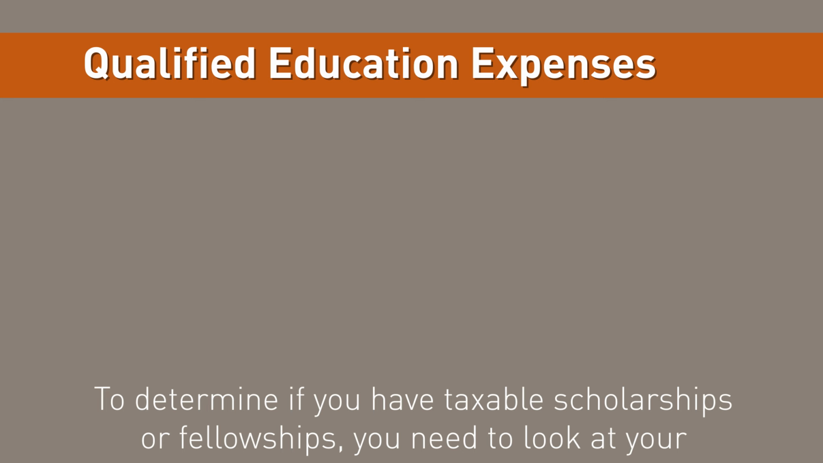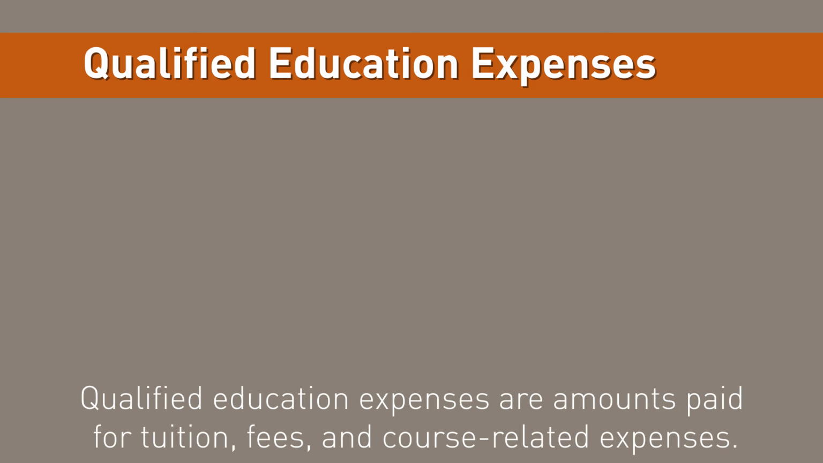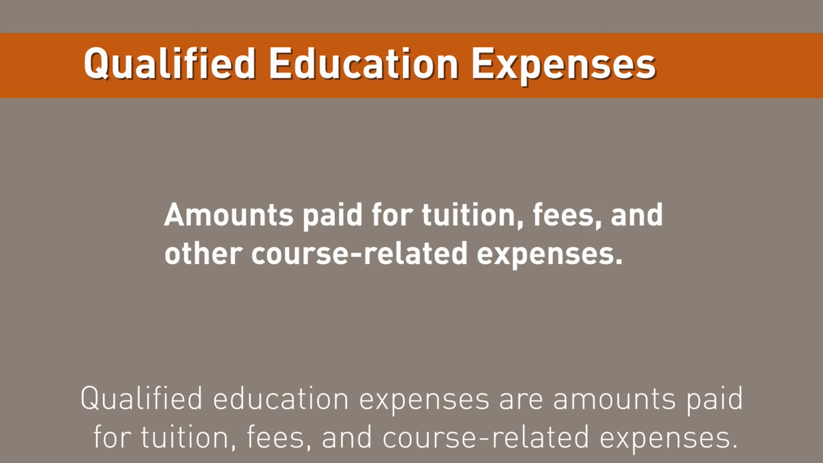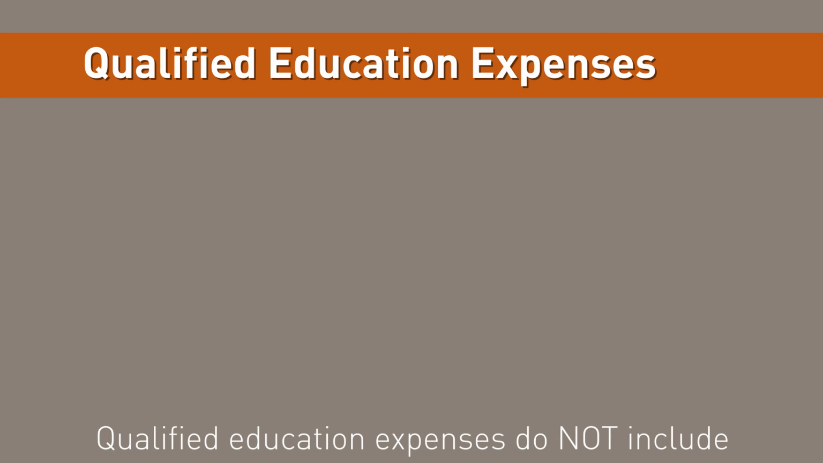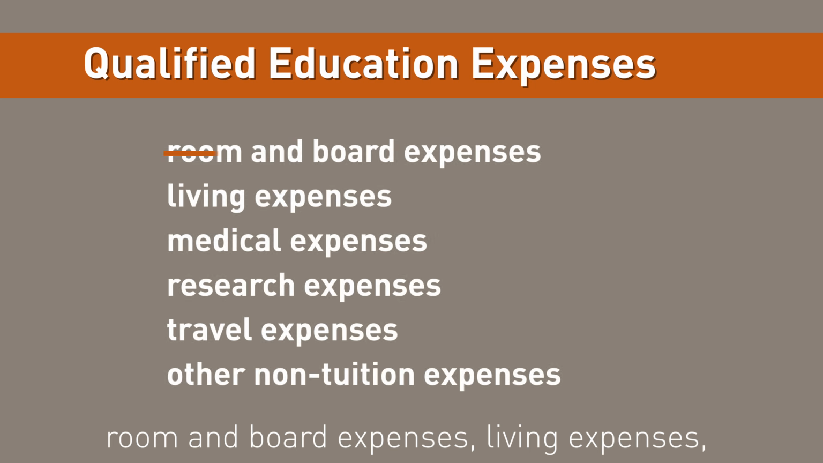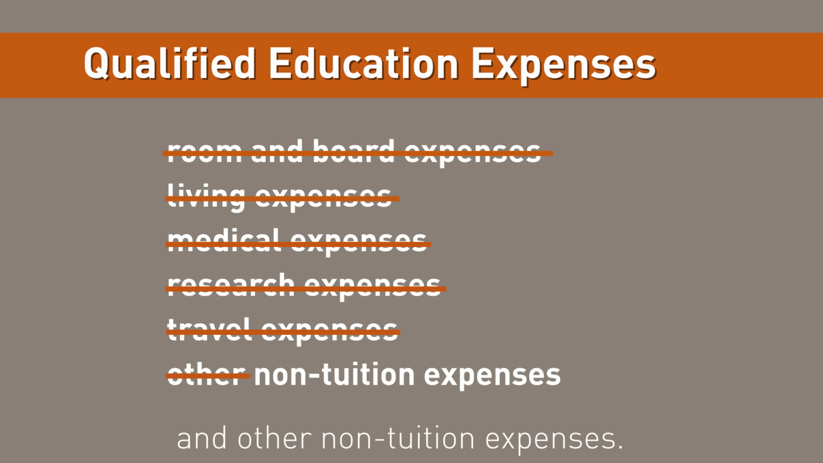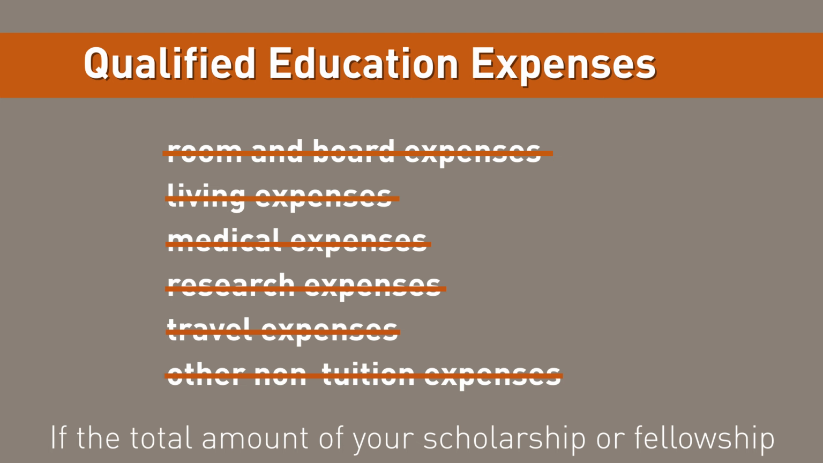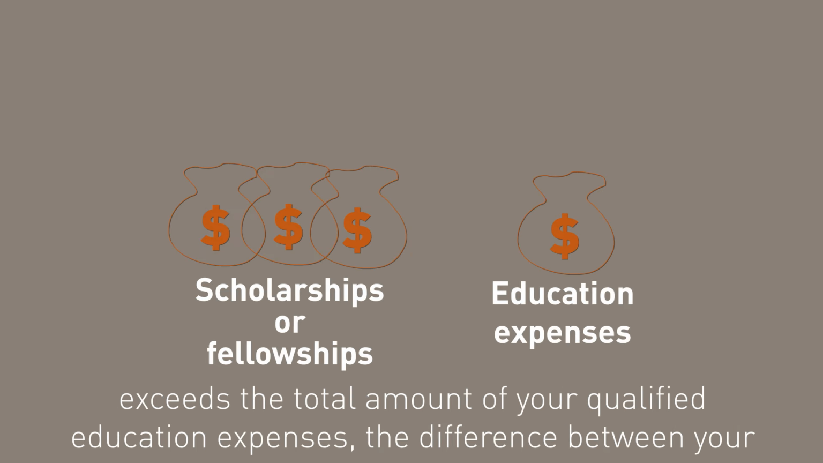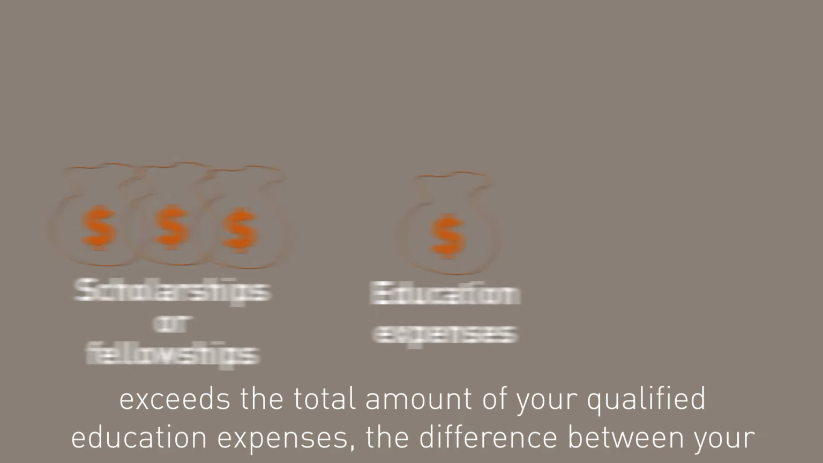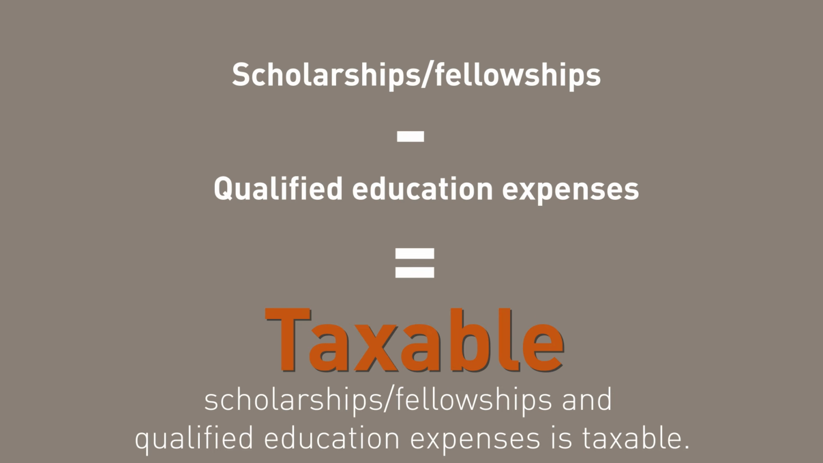To determine if you have taxable scholarships or fellowships, you need to look at your qualified education expenses. Qualified education expenses are amounts paid for tuition, fees, and course-related expenses. Qualified education expenses do not include room and board expenses, living expenses, medical expenses, research expenses, travel expenses, and other non-tuition expenses. If the total amount of your scholarship or fellowship exceeds the total amount of your qualified education expenses, the difference between your scholarship/fellowships and qualified education expenses is taxable.